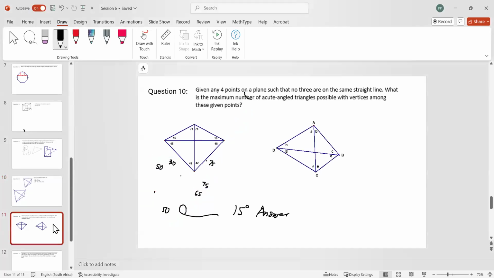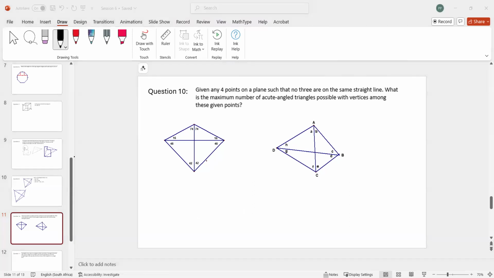Okay, we already had our first 6. Let me just quickly do this. Given any 4 points on a plane such that no 3 are on the same straight line, in other words, they all form triangles, what is the maximum number of acute angle triangles possible with the vertices among these given points? So here you got constructions. How many acute angle triangles can you draw in this setup?